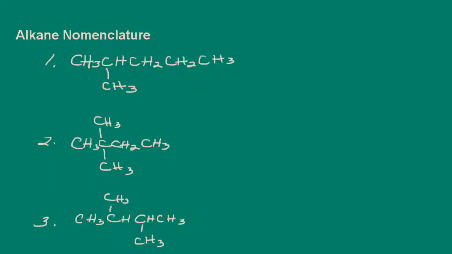Hi, today we're going to learn how to name some simple alkanes. So let's take a look at number 1. And the first thing we want to do is find the longest continuous carbon chain. All right, so let's see. Our longest continuous chain of carbons is equal to 5. So here we have a pentane.